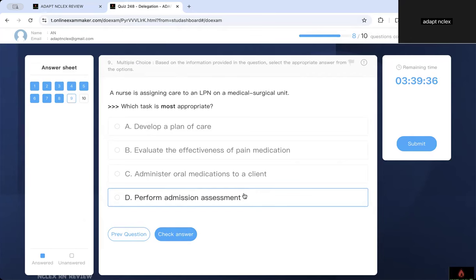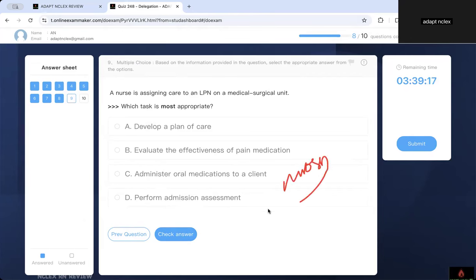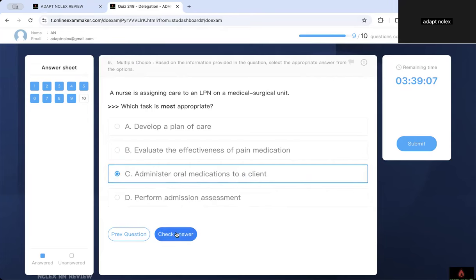I never told you whether it's stable or unstable. You don't have to think that. Don't go to that level of second-base thinking. I said give medication, oral. Giving oral medication is equivalent to giving medication to the patient. Therefore, this is equivalent to that. Perform admission assessment, initial assessment. There was nothing in the formula I gave you. Therefore, this is our answer.